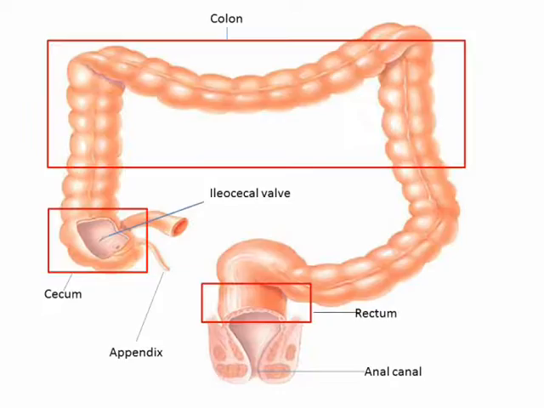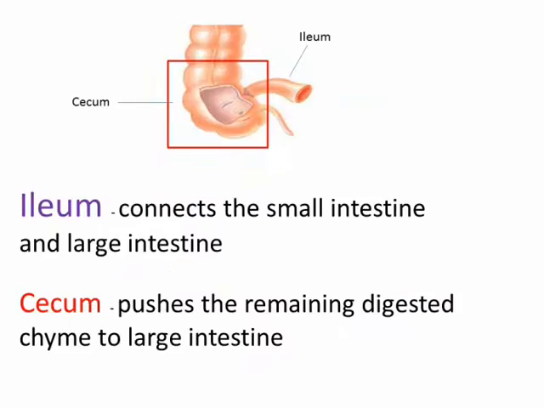For your information, the large intestine is the last part of the gastrointestinal tract. In humans, the large intestine is about 1.5 meters long, which is about 1/5 of the whole length of the gastrointestinal tract. Basically, the large intestine can be divided into 3 regions, which include the cecum, colon, and also rectum.